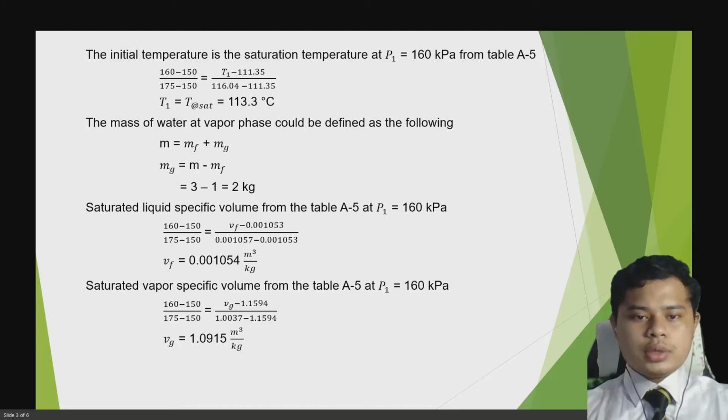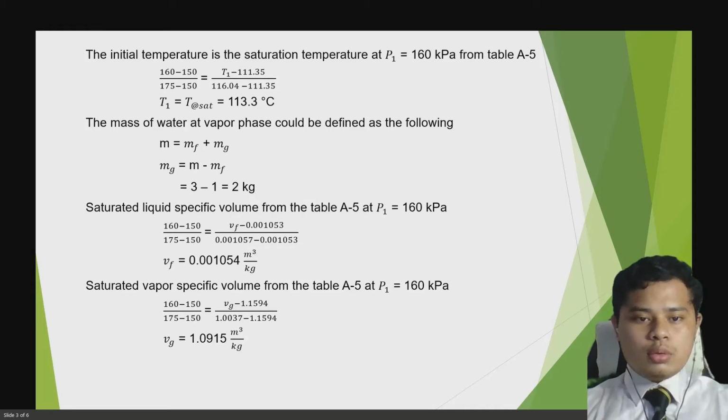The initial temperature is the saturation temperature at P1, which is equal to 160 kPa. From table A5, there is no pressure at 160 kPa, but we have pressures at 150 and 175. So our pressure in this question is between those two values. From the class that we have learned, we can use interpolation.